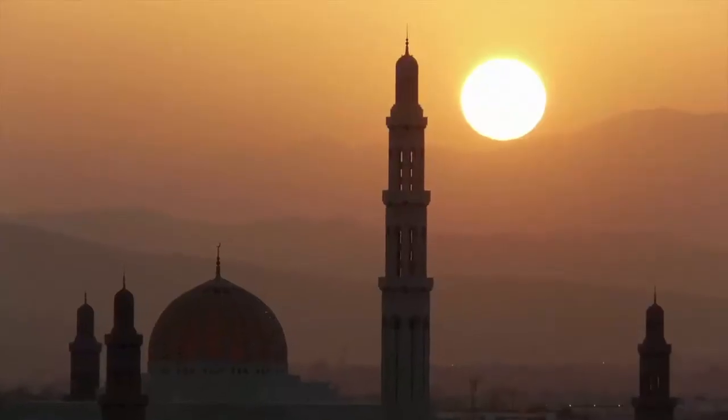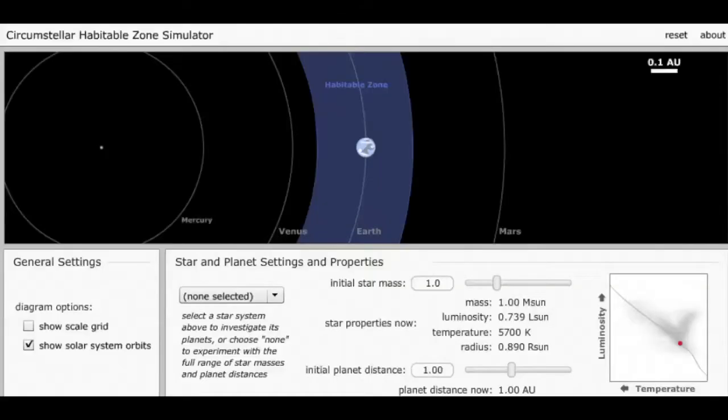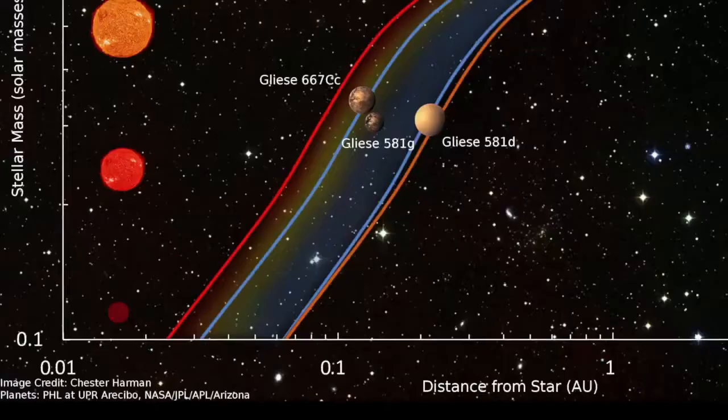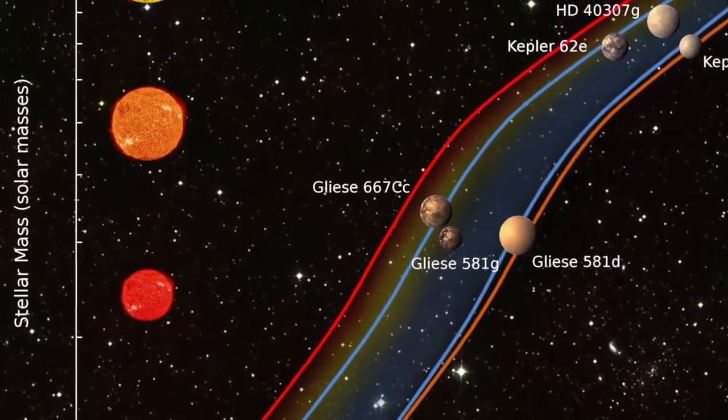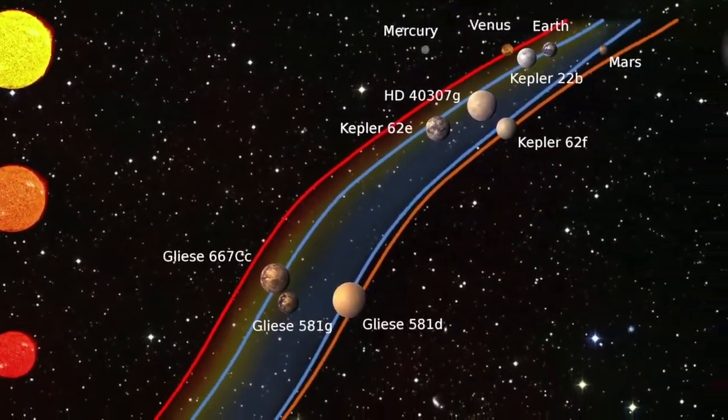Let's look at this simulation of the evolution of our Sun's habitable zone. Here we see our planet nestled comfortably within the habitable zone. If we decrease the Sun's mass to 30% its current mass, the habitable zone is much smaller and closer to the Sun. Note that the temperature of the Sun is only 3,580 degrees Kelvin.